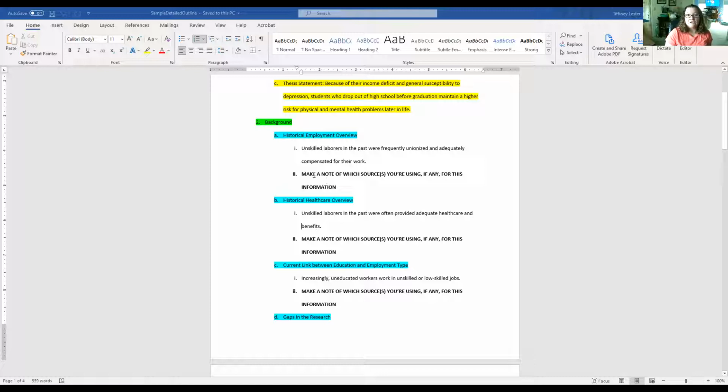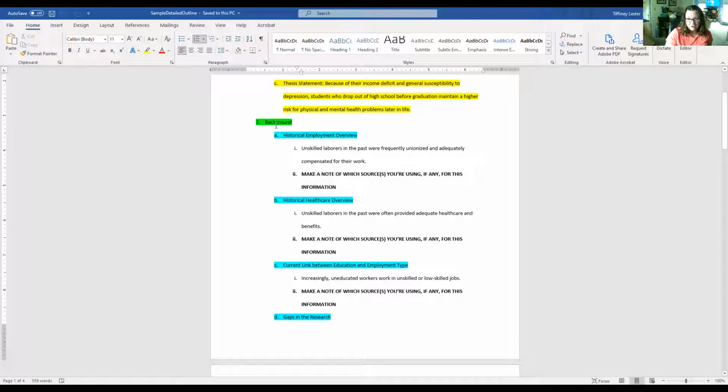I would even make a note if that particular section is totally your own ideas and there's no source information being worked in. Make a note of that too. Instead of typing out which source you're going to use on this line right here, type out "no source." That way you are clear in your own mind that there's no source for that section. It's totally your own ideas. So, that's pretty much how the outline goes.